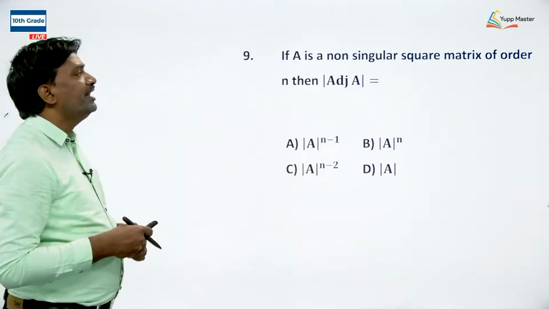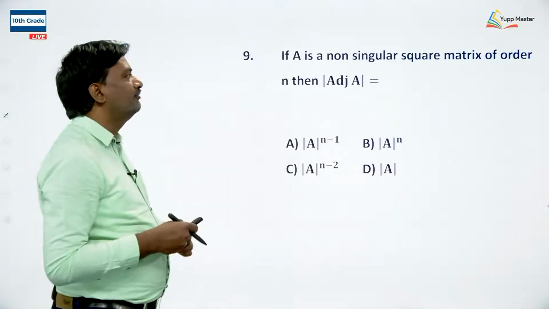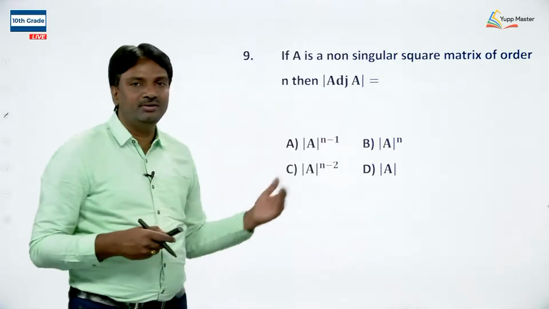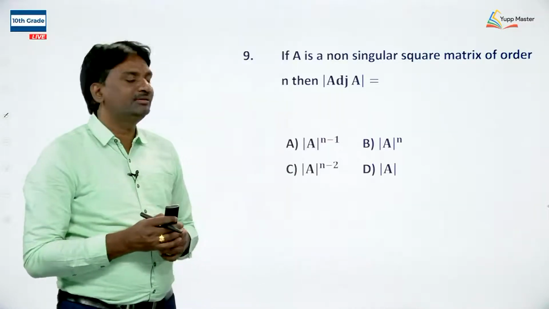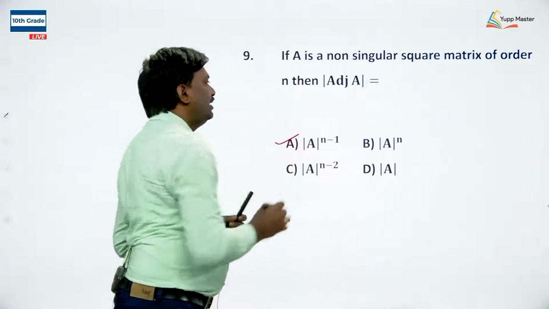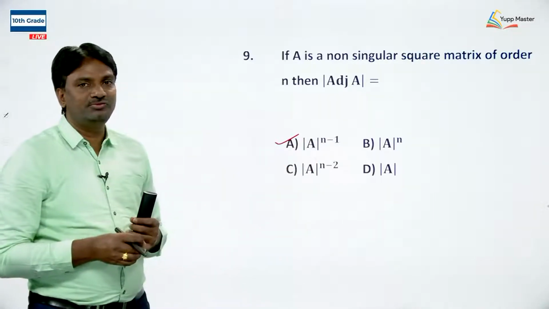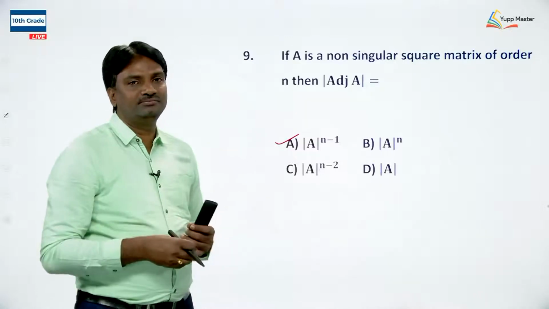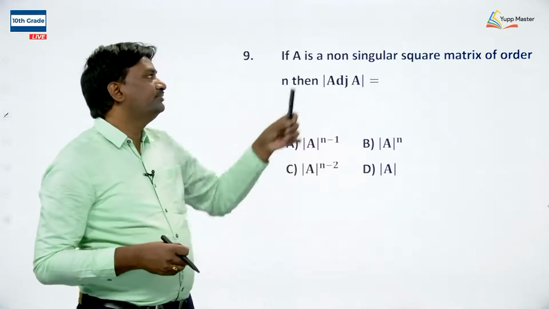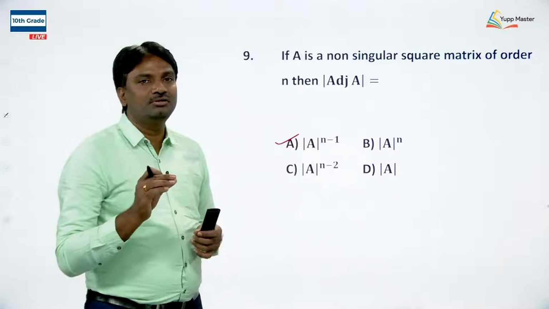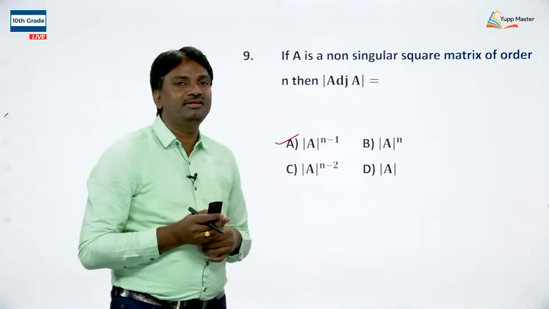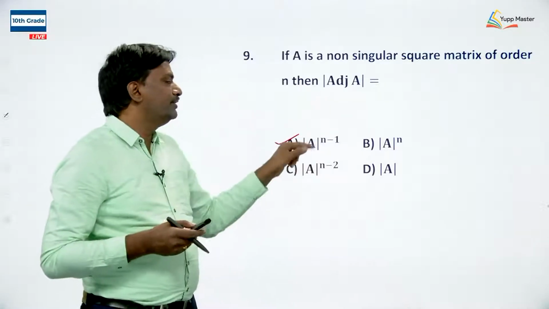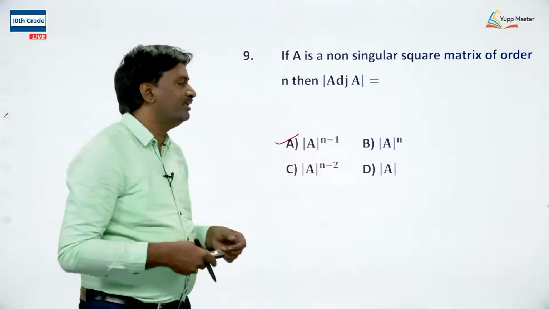Next, if A is a non-singular square matrix of order n, then determinant of adjoint A equal to, so just we used the formula, that is det A power n minus 1. Just we used this formula for solving the above problem. If A is a non-singular square matrix, non-singular means the determinant of the matrix A is not equal to 0, then determinant of adjoint A equal to det A power n minus 1.